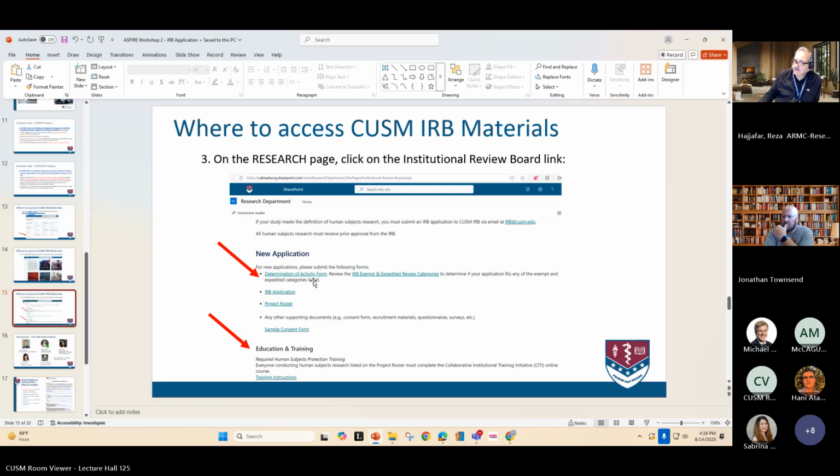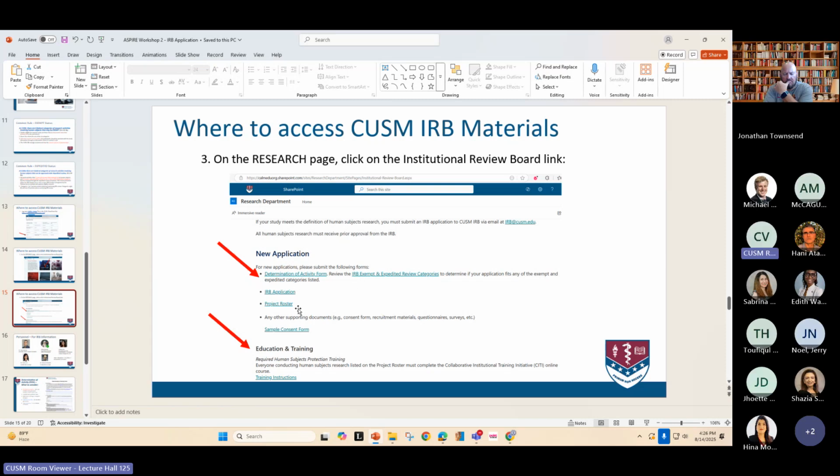You have 3 documents as part of the application. There's a 4th document that will become part of the application. The 3 application forms are the IRB application form, the project roster that lists all of your personnel, and the 3rd form is called determination of activity form. And it sounds very intimidating, but it's really just declaring what the activities in your research project are. You have to describe it in detail. Those are the 3 forms that formulate the application.